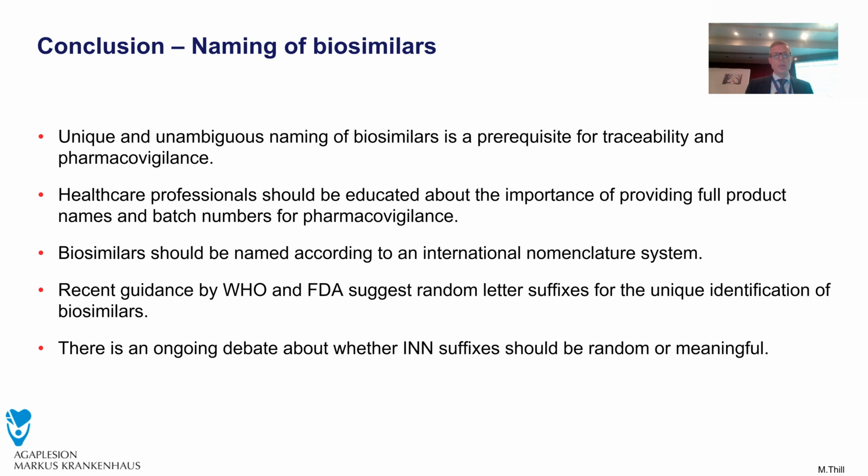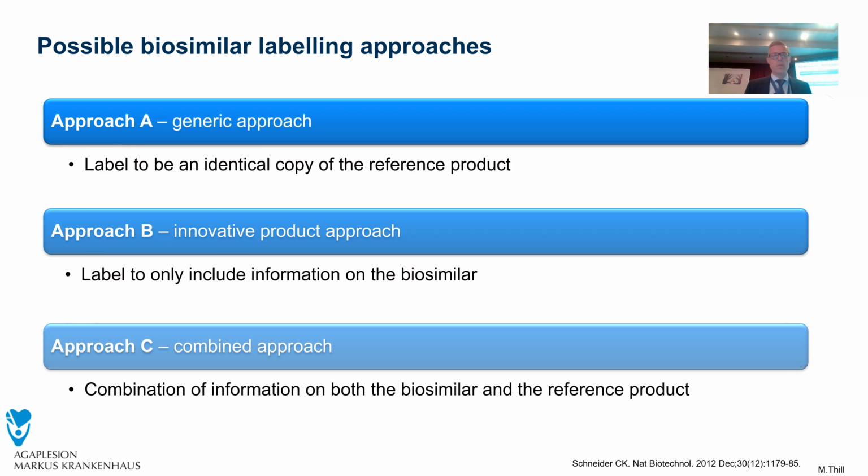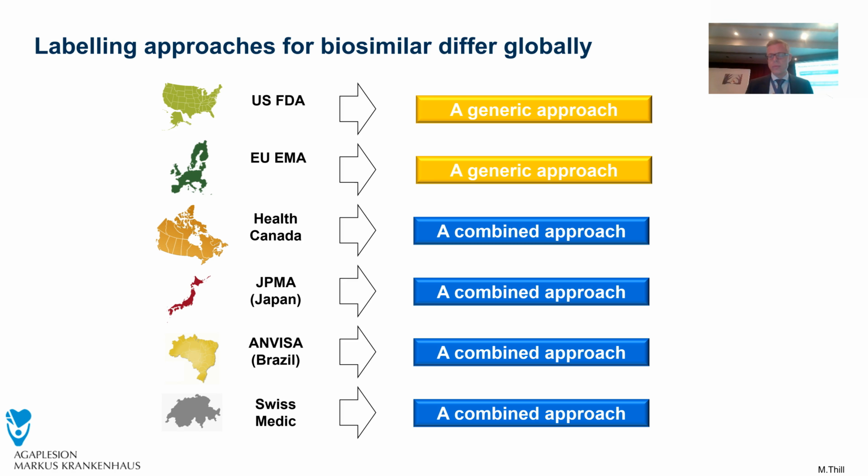Short conclusion, I will skip because I have told you already, and the labeling of biosimilars, we have different approaches. A generic approach, where the label is an identical copy of the reference product. Then we have an innovative product approach, where the label includes information on the biosimilar. And then we have a combined and, I think, more transparent approach to combine information on both the biosimilar and the reference product. And this is an overview of what kind of approaches are used in the US, in the EU, Health Canada, and so on.